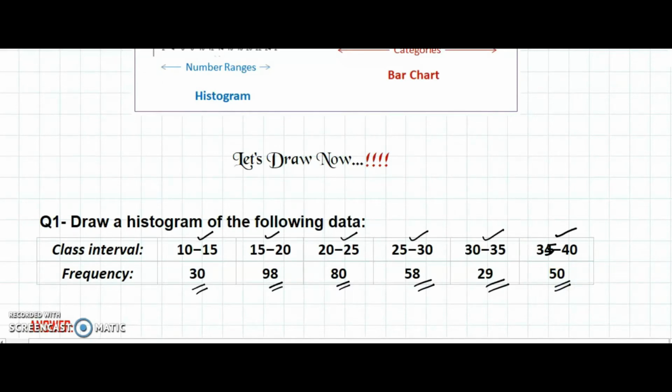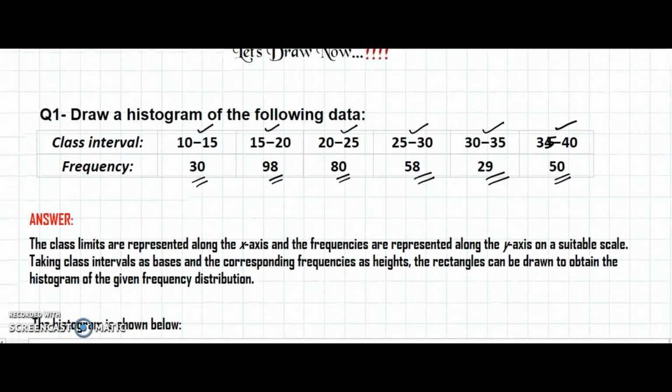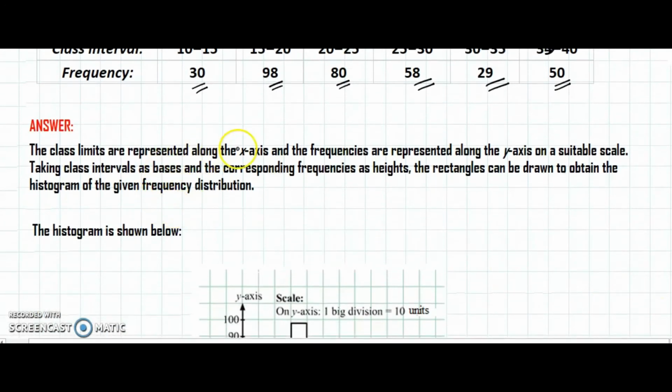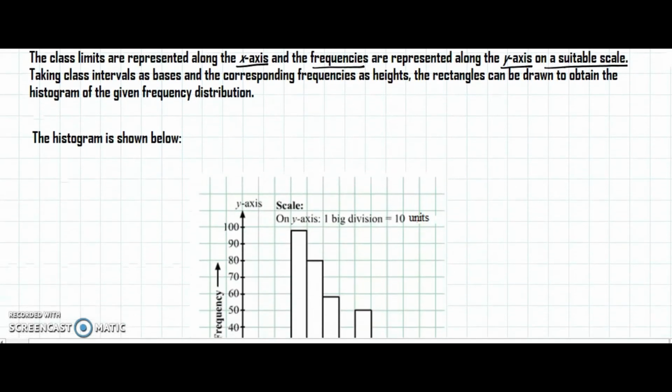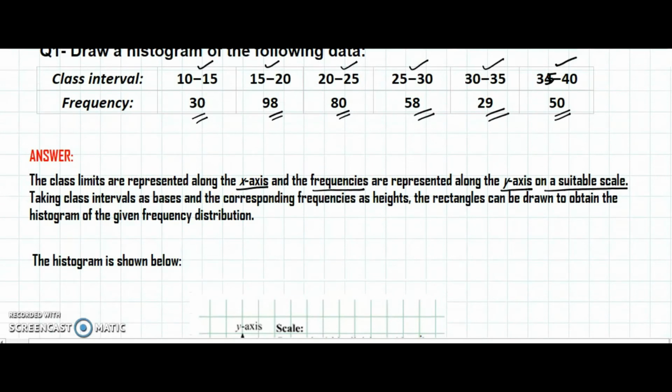The way of constructing a histogram is nearly equal to that of a bar graph. First of all, we mention the class intervals along the x-axis and the frequencies on the y-axis, with a suitable scale. Here is the histogram drawn from the above table. You can see the scale is also written: on the y-axis, one big division is equal to 10 units. We have started with 10 to 15 because our table starts from 10 to 15, then 15 to 20.